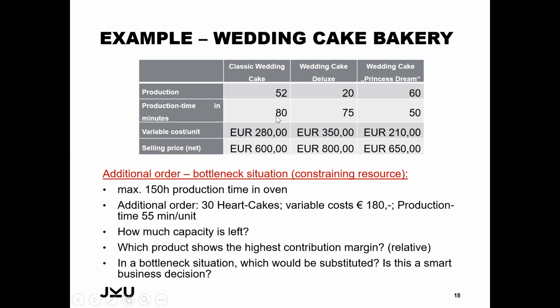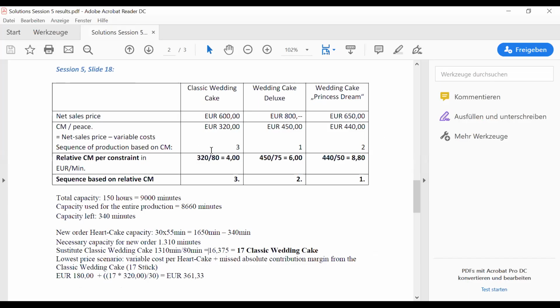I'm going back to our solutions. Here we are, contribution 320 euros. For the deluxe, we have a contribution margin of 450 euros. And for the Princess Dream, we have a contribution margin of 440 euros. Now, don't be mistaken quite yet. This is still the absolute contribution margin. Net price minus variable costs gives us the absolute contribution margin.